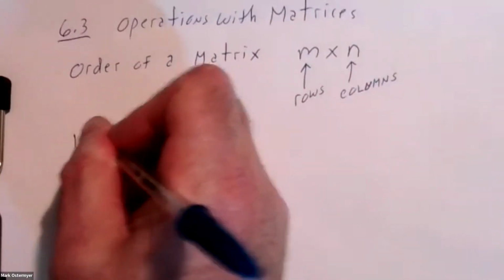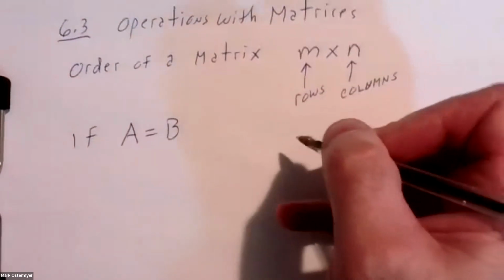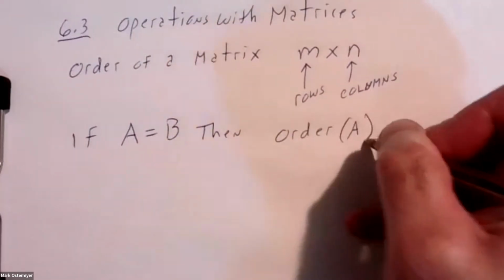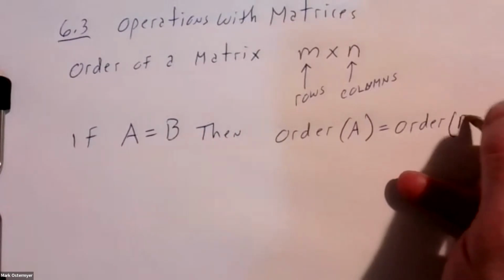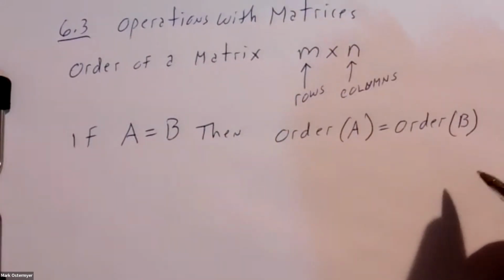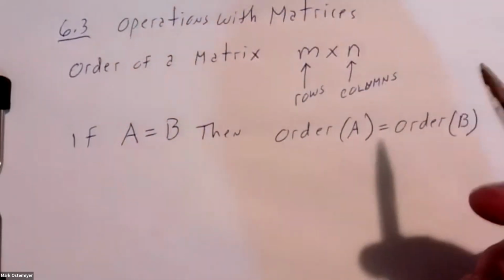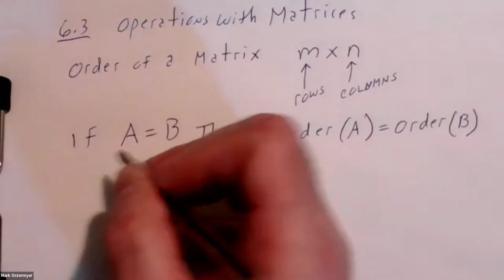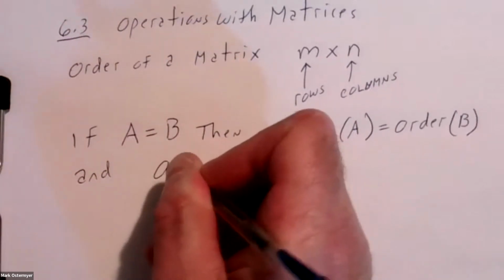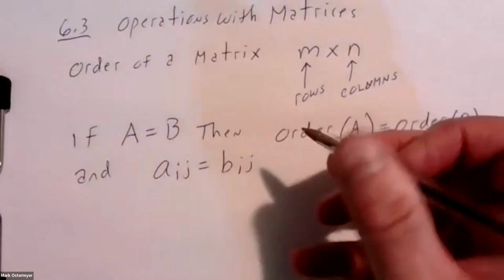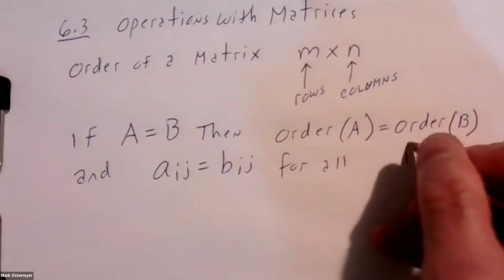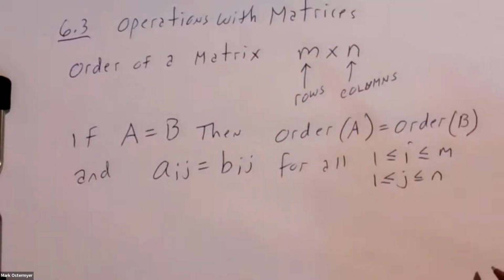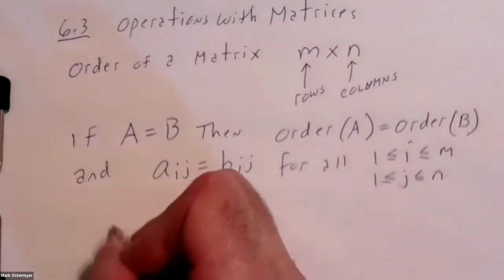Okay. If two matrices are equivalent to each other, then two things have to be true. The order of matrix A has to be equal to the order of matrix B. That's to say that they must both have the same number of rows and columns. That's one requirement for matrices to be equivalent to each other. Another requirement is that all of the corresponding entries of matrix A have got to be equivalent to the corresponding entries of matrix B. That's the only way two matrices can be equivalent to each other.